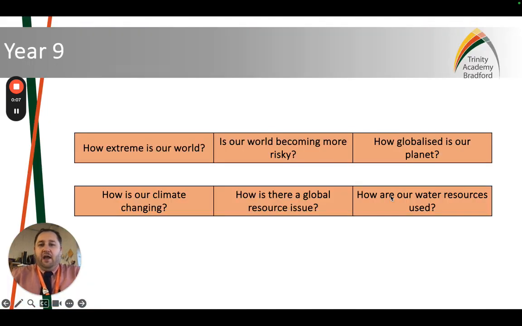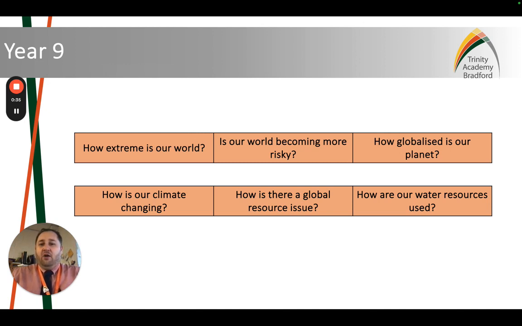In Year 9, we look at 6 different topics, starting with how extreme our world is, looking at polar opposites, cold environments and hot environments. We then look at how the world is becoming more risky, looking at volcanoes, tropical storms and wildfires. We then look at how the planet is becoming more globalised, more interconnected, and how that creates winners and losers for the planet. So, for example, we look at India as a country that's developing.